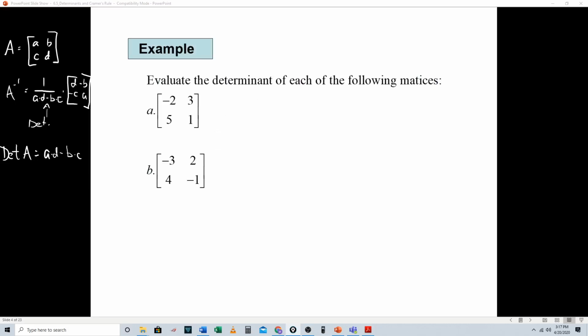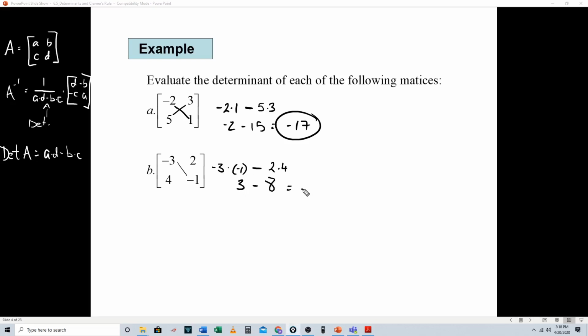All right, so find the determinant of each of these. We'll go ahead and do that. It's not hard to do this by hand. So again, it's basically multiply the diagonals. So negative 2 times 1, minus 5 times 3. So negative 2 minus 15 equals negative 17. Same thing. Negative 3 times negative 1 minus 2 times 4, 3 minus 8, negative 5.